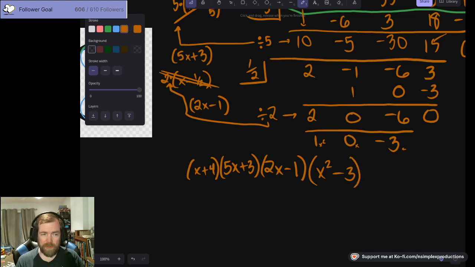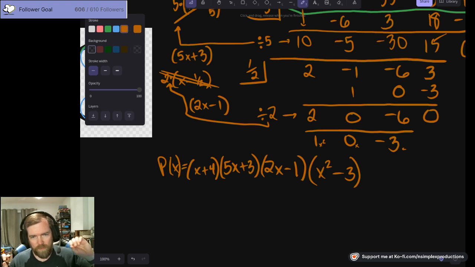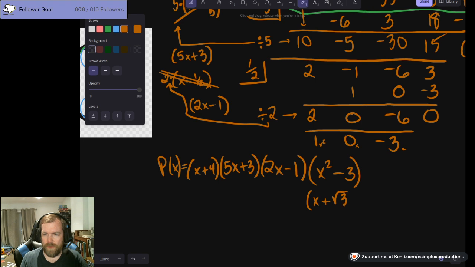Again, this is our polynomial. P of x is equal to this whole thing, which is as factored as it can get with rational coefficients. And if we just want irrational numbers, factor it all the way to linear factors, then we're going to break this thing up. And, I mean, it's pretty obvious, but this is going to be x plus root 3, x minus root 3.